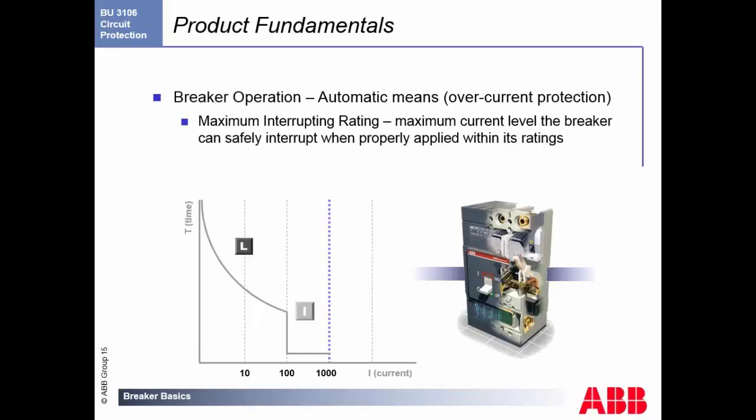A maximum interrupt rating is the maximum current level the breaker can safely interrupt when applied within its rating. Basically saying that if you go 1,000 times the current rating of this, say 800 amp breaker, if you go past that, we're going to open instantaneously at the 2 millisecond mark right here without any damage to our breaker. However, if you go past that line, we cannot make that same statement, because you are exceeding the maximum current level. This is something you don't want to do because it can result in catastrophic failure in both the breaker and the equipment down the line from the breaker.